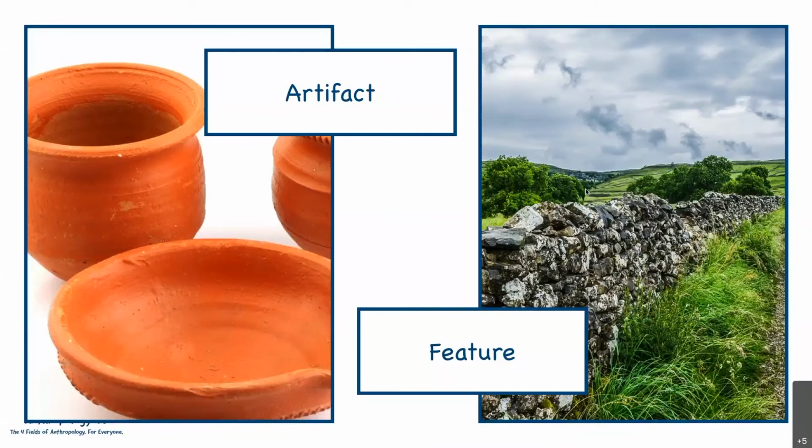Two kinds of material culture are artifacts and features. Artifacts are things that have been made or modified by humans and are portable, like clay pots. Features are things that have been made or modified by humans but are not portable, like a wall.